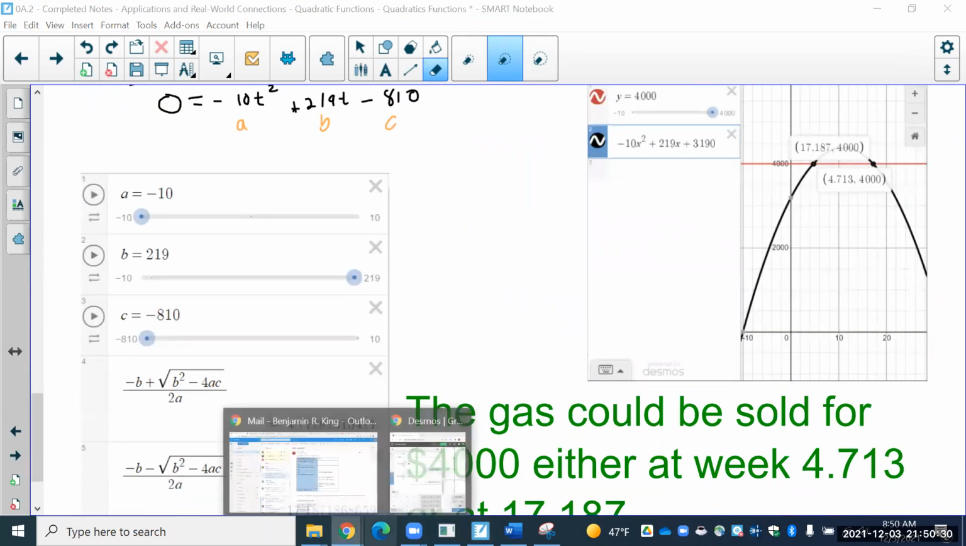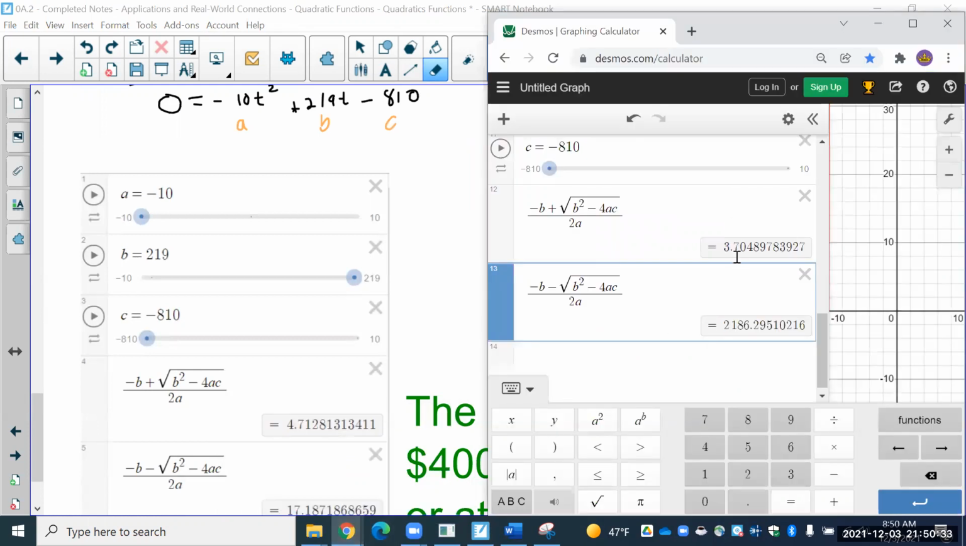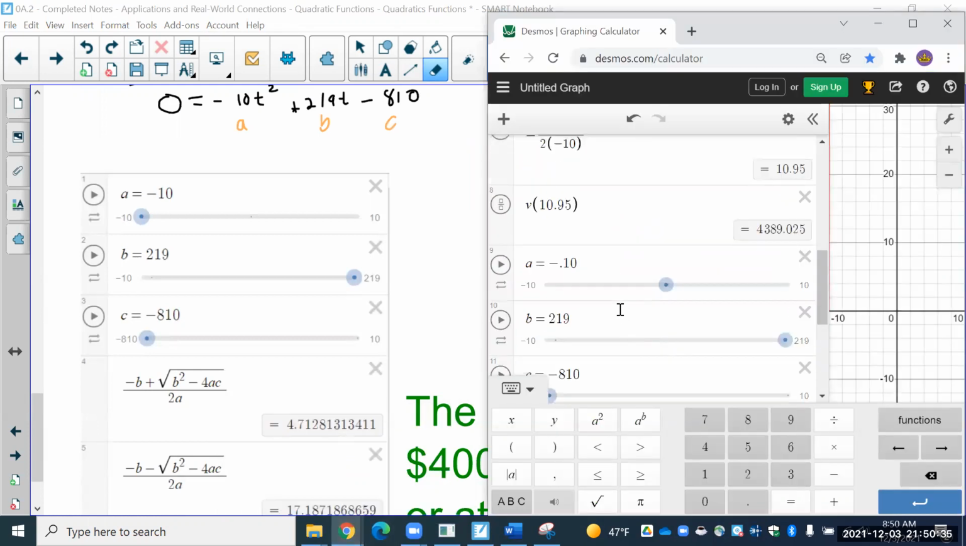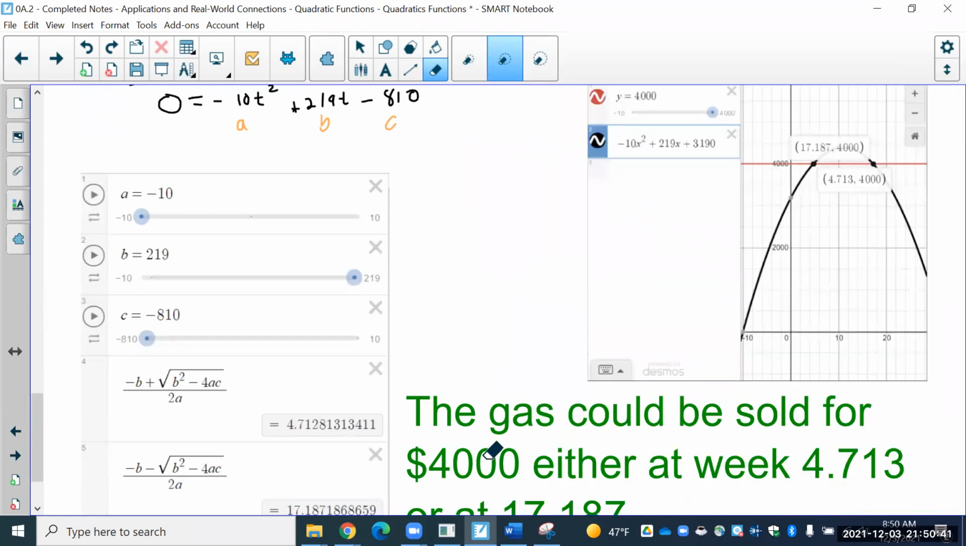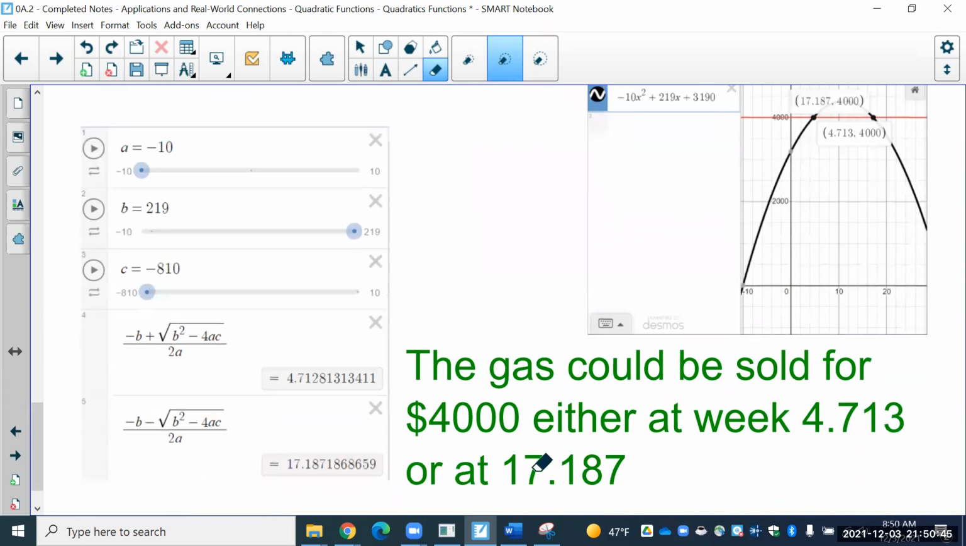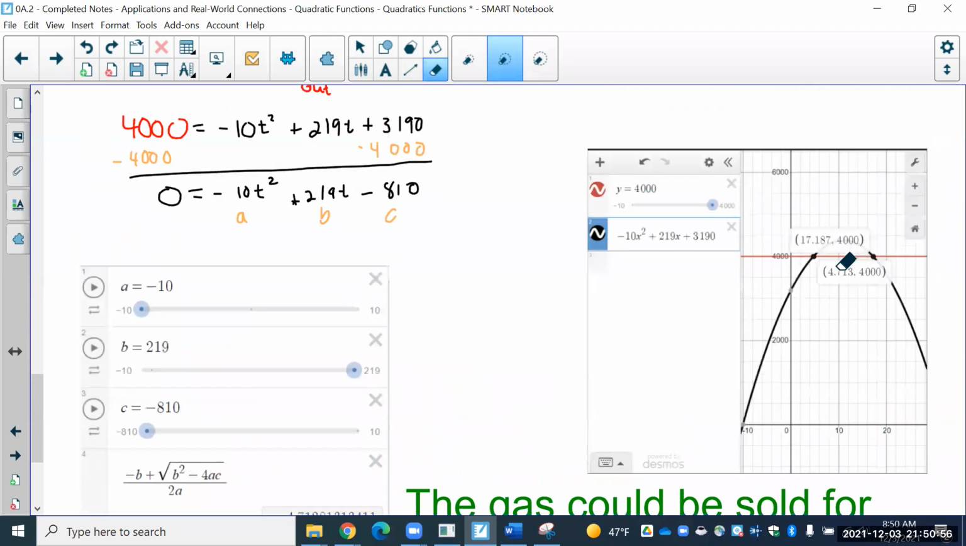And if you were using Desmos, watch how easy it is to change that. Like, these answers don't make sense. 2,000 weeks. That's because that's supposed to be 10. You just change it, bam, blammo, it prints out the right answers. So the gas could be sold for $4,000 either at week 4.173 or at week 17. So each has 2 choices. But if she sells it here, she can't sell it again, because if she sells it at 4.7, she's out of money. Now, we could also solve this in Desmos by graphing it.